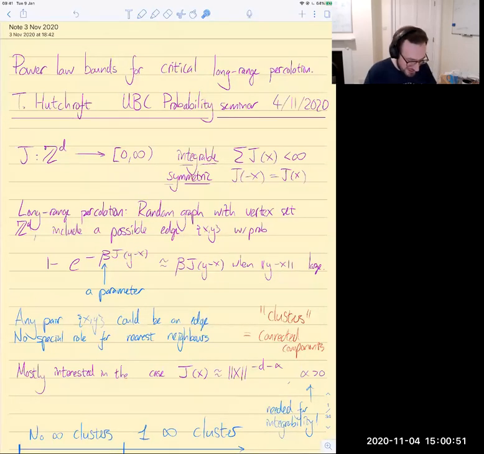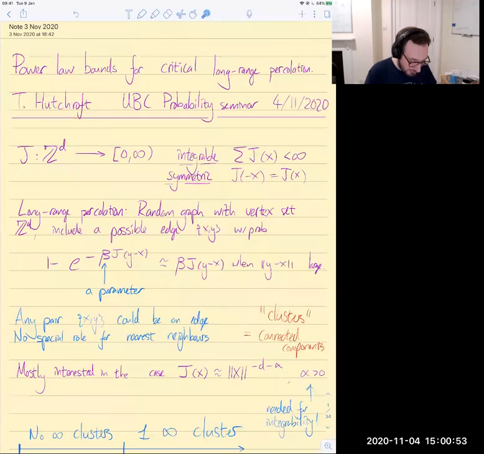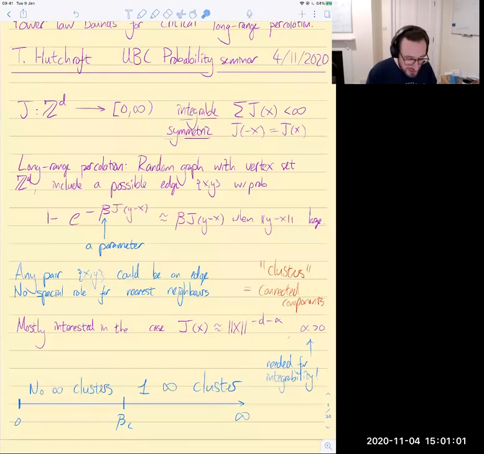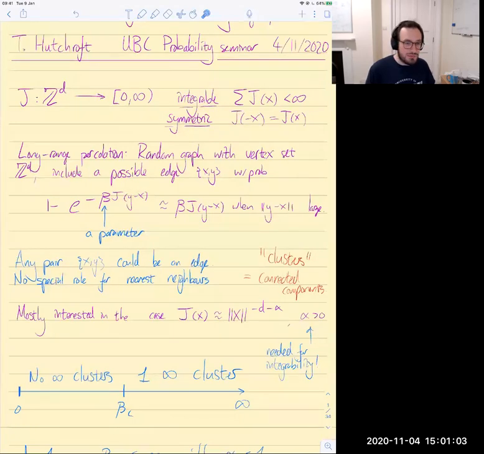So I'm going to be talking about long-range percolation. Let me just start by saying what that is. Long-range percolation is very similar to Bernoulli percolation. It's just that instead of starting with a graph and then deleting edges, we imagine we start with no edges and then we're randomly adding edges. Of course, this is equivalent, but it's just nicer to think of it this way.